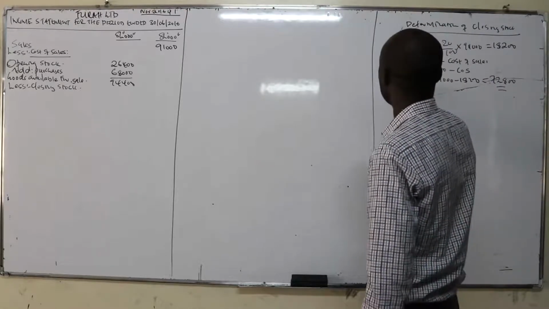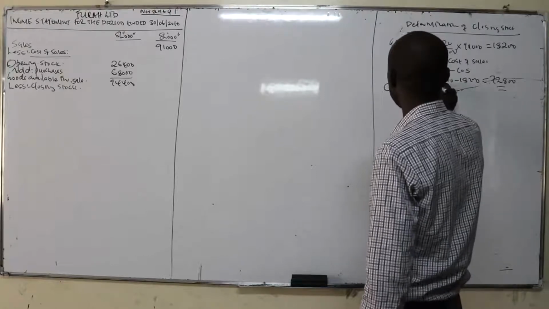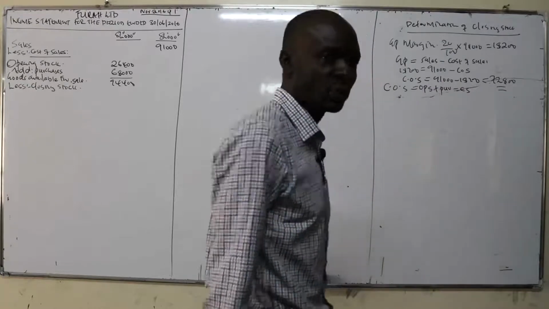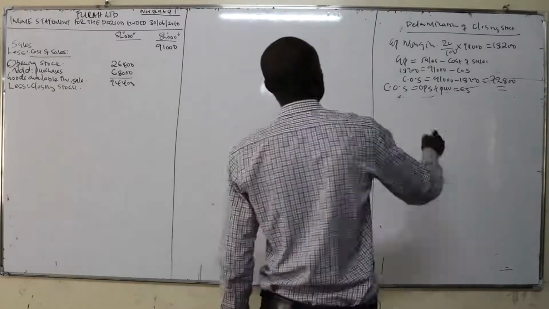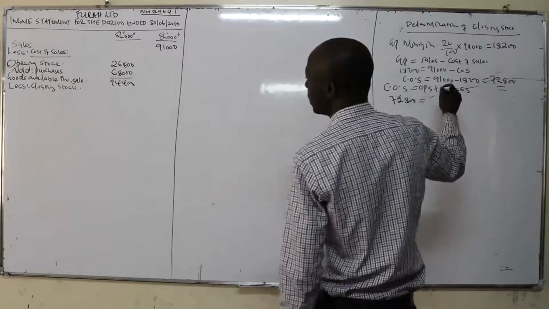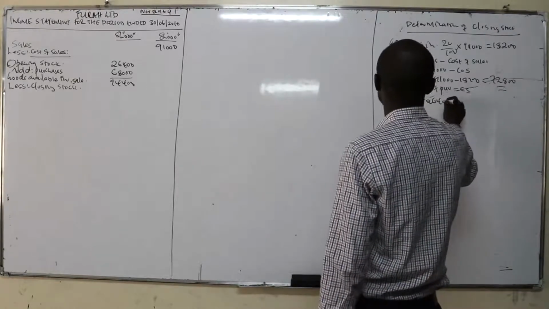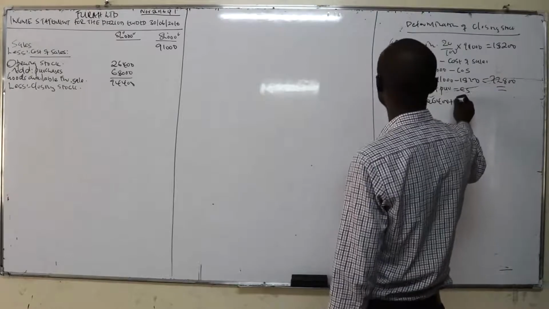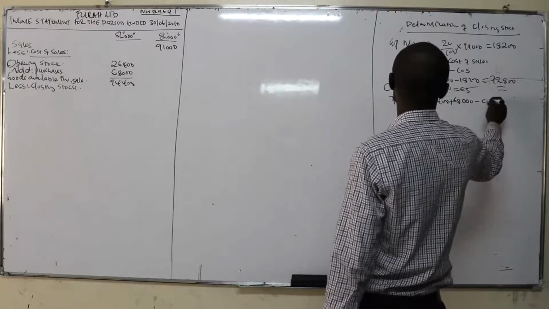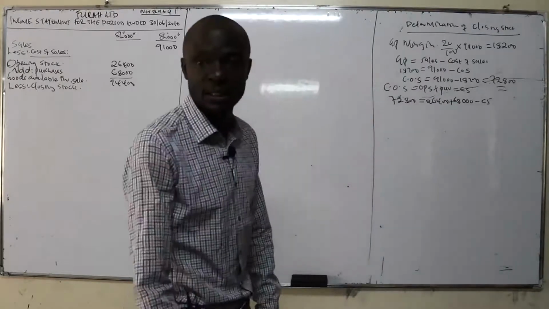Now, what is the formula for cost of sales? It equals opening stock plus purchases minus closing stock. Is it so? So we have our cost of sales, which is 72,800. Opening stock is 26,400. Our purchases is how much? 68,000. And then we don't have the closing stock, isn't it?